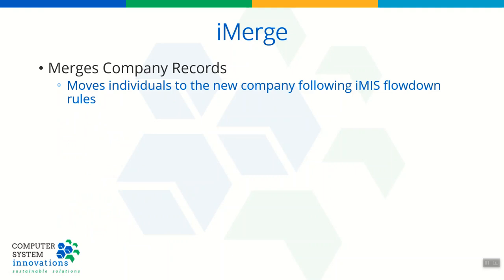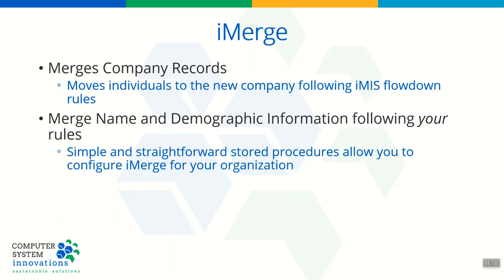So if I have company A and company B and they've merged, it will take all of the people from company B and move them over to company A and also do the iMess flow down, which means it's going to change the address of everybody in company B to be company A if their address was already set to company B. You can actually create rules for your organization that will do what you want iMerge to do.